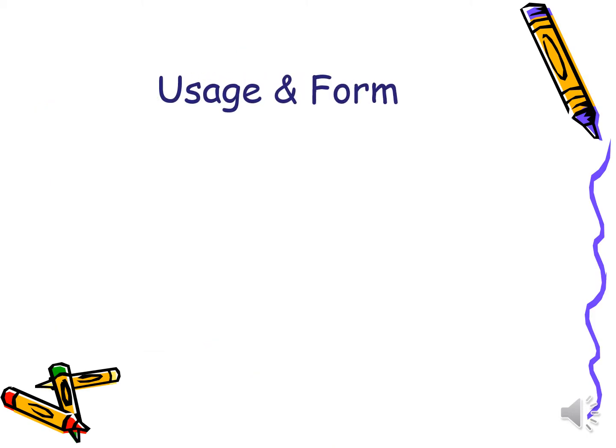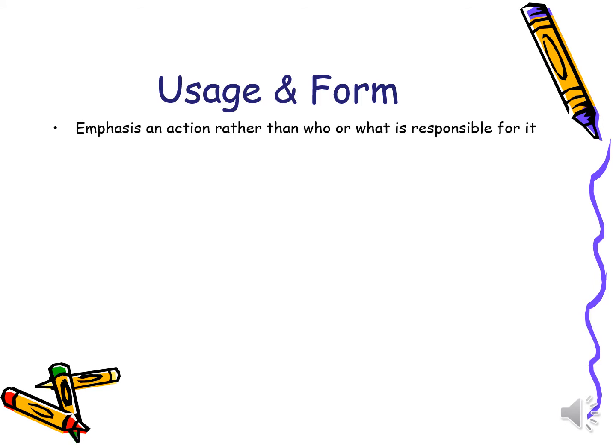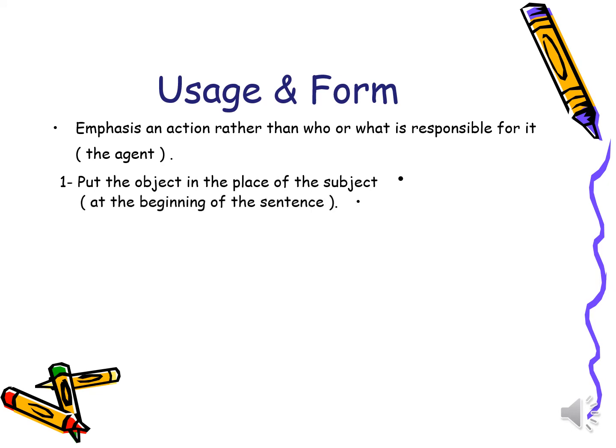Okay, so first of all, what do we mean by the passive, or why do we use the passive? We use active verbs to say what people or things do. However, when we want to say what happens to people or things, we prefer to use the passive voice. So the focus here is on the event itself rather than who or what is responsible for it. Okay? So, how do we form the passive?